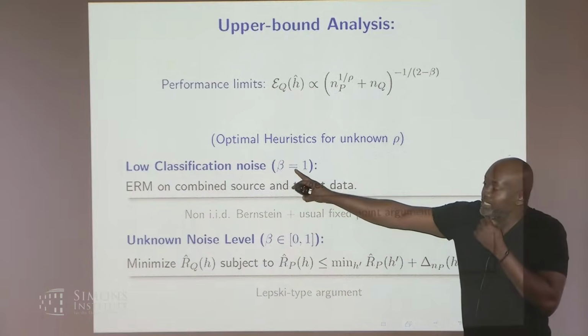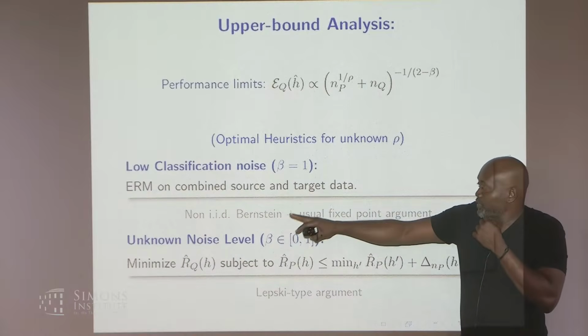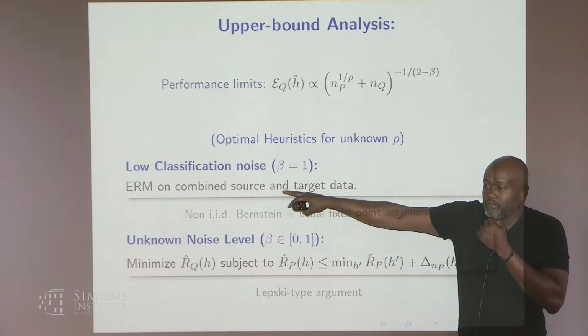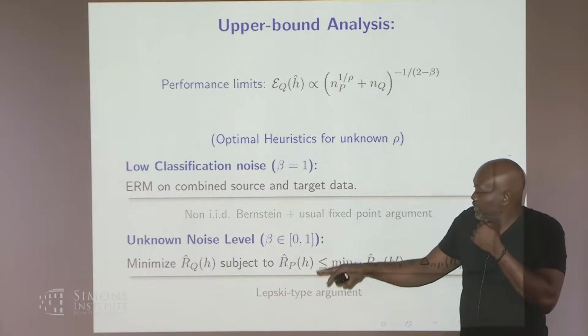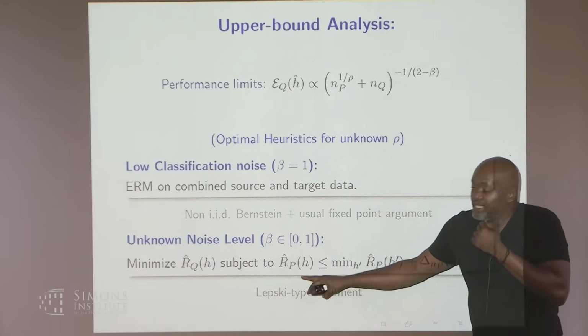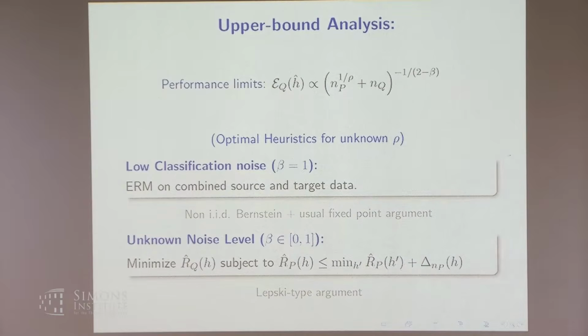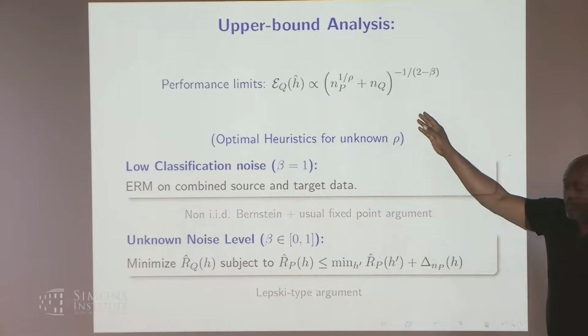If beta is not 1, you can show that this is no longer good. Actually, you can show that it has strictly worse rates. And then there is this other type of algorithm, which is some type of penalized risk minimization that achieves this rate. So what is this algorithm?